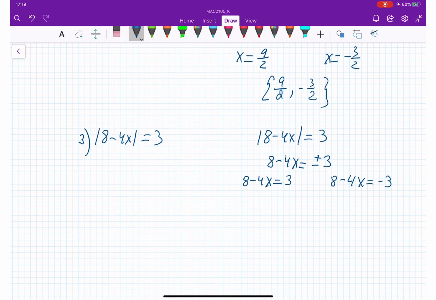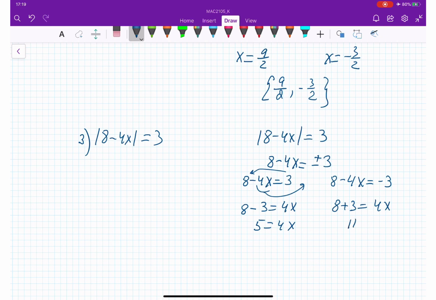So from here, what do we have? This negative 4x, I am moving to this side, which will be positive. 8 minus 3 is equal to positive 4x, and this 3 moving to this side will become negative, because it was positive, it will become negative. Negative 4x was negative, it becomes positive. And the same thing here, 8 plus 3 is equal to positive 4x. Okay, 5 is equal to 4x.